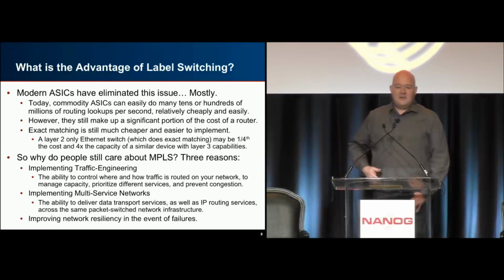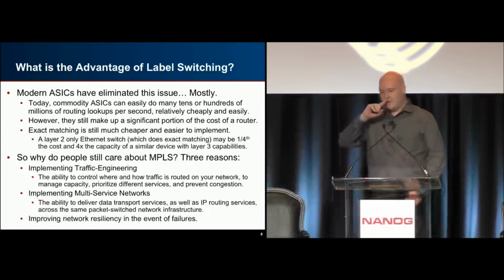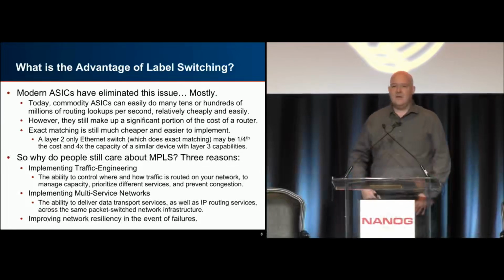So the funny thing about that, modern ASICs have eliminated this issue mostly. So today you can very easily find commodity ASICs that can do tens or hundreds of millions of routing lookups. And these are old slides because it's now in the billions. It's cheap, it's easy.